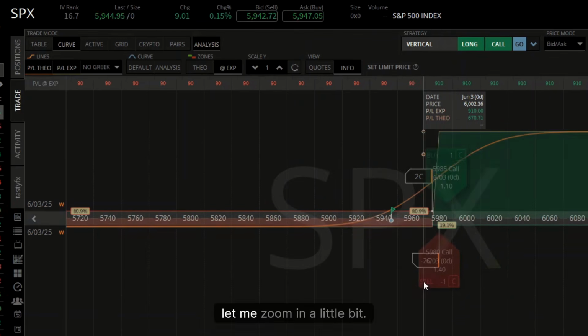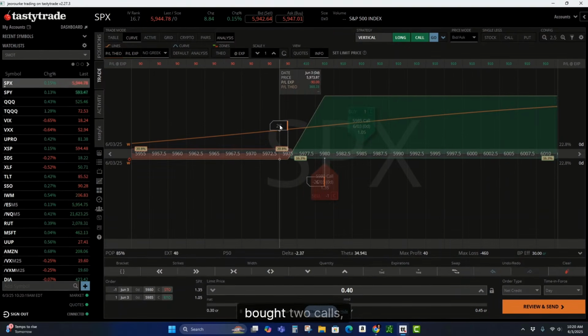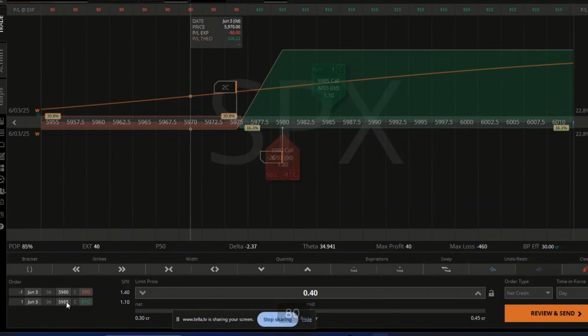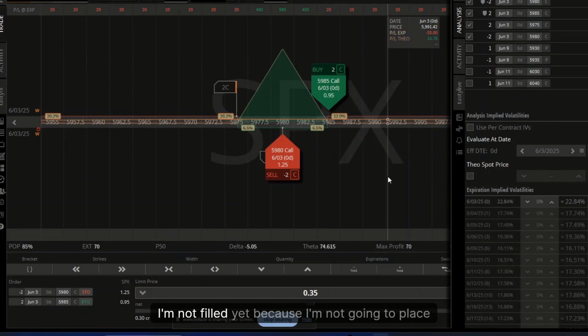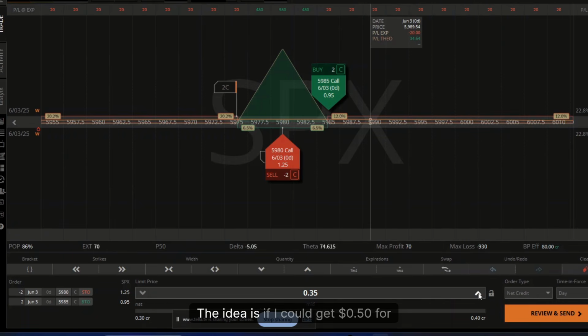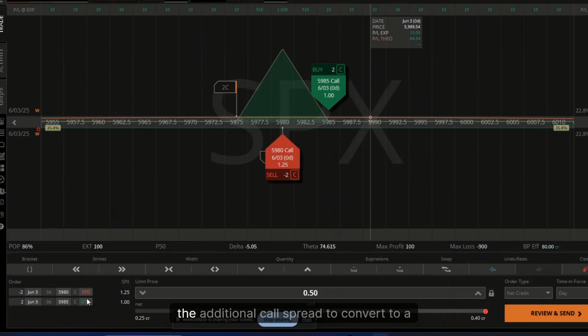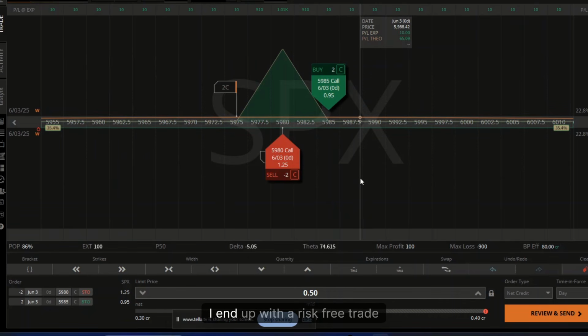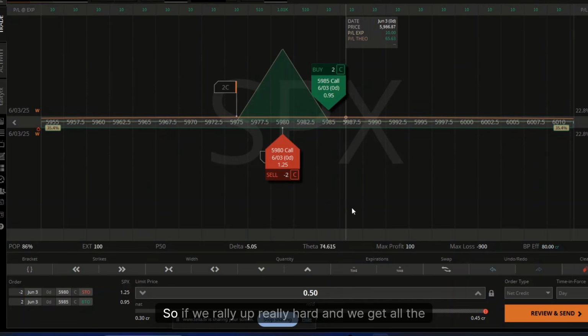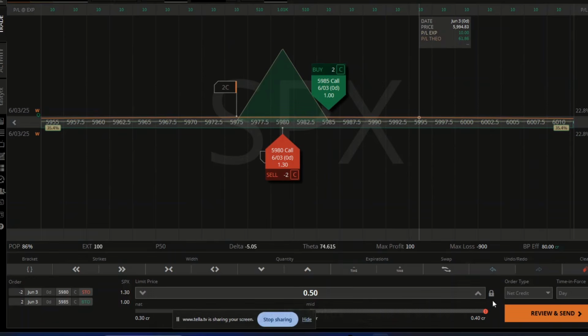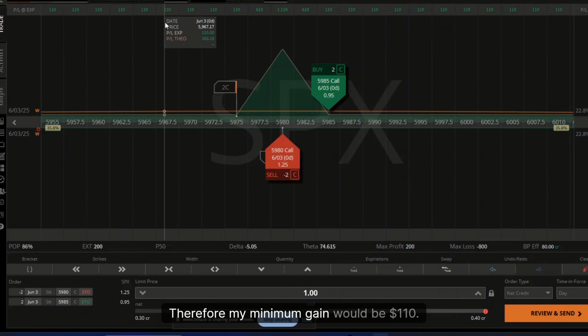So right now, let me zoom in a little bit. Right now, I have bought two calls, sold two calls at the 59.80. So down here, I have a 59.80, 85 call spread. If we do the same quantity, we would get two. And then if I add those to the chart, let's say I got filled. I'm not filled yet because I'm not going to place the order. The idea is if I could get 50 cents for the additional call spread to convert to a butterfly, I end up with a risk-free trade and a large payout at $1,000. So if we rally up really hard and we get all the way to the strikes, I might be able to get $1 for this call credit spread. Therefore, my minimum gain would be $110.